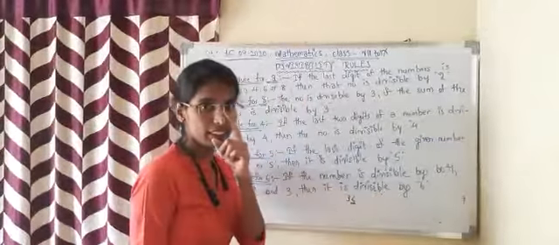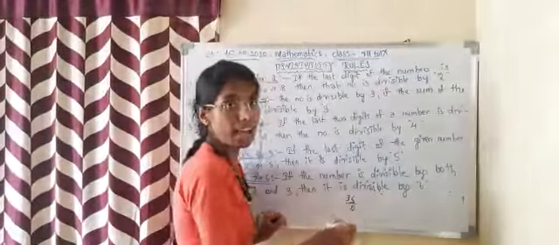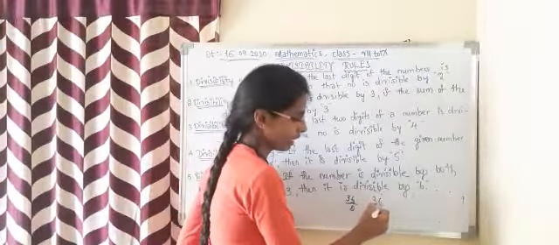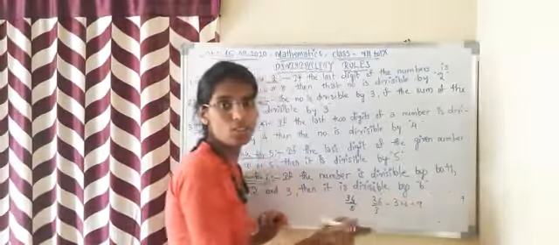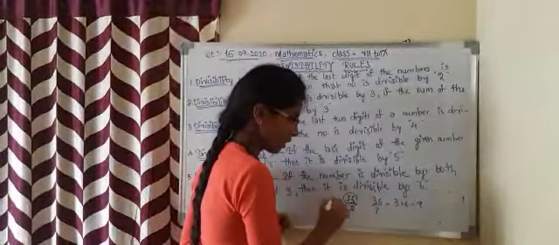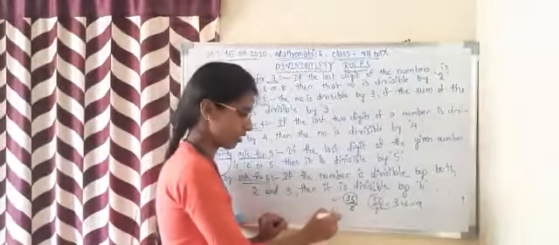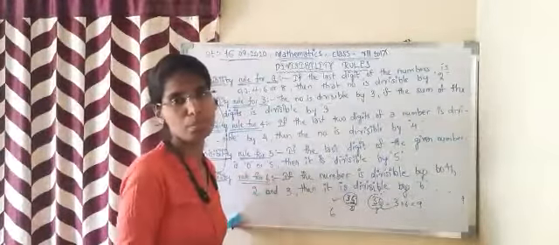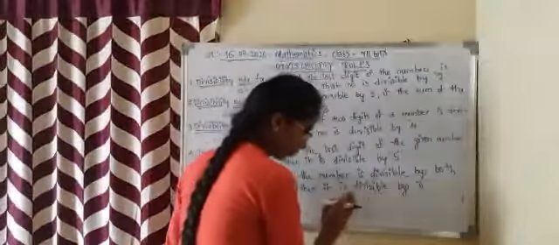So this 36 is divisible by 2. As well as 36 is divisible by 3, because 3 plus 6 is equal to 9, and 9 is also divisible by 3. Therefore, 36 is divisible by 2 and 36 is divisible by 3. Therefore, 36 is divisible by 6. 6 6s are 36. This is a simple example for the divisibility rule for 6.